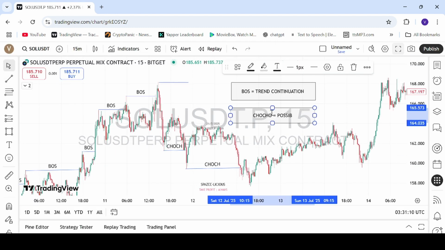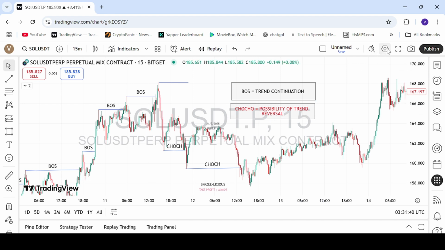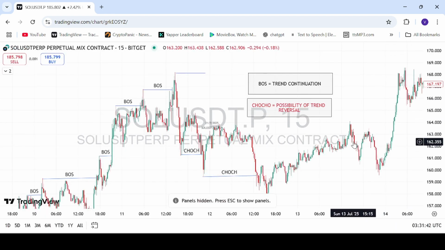So in conclusion, BOS shows that the trend continues. Each new high shows that the trend continues. While CHoCH, on the other hand, shows the possibility of a trend reversal. This is the difference.